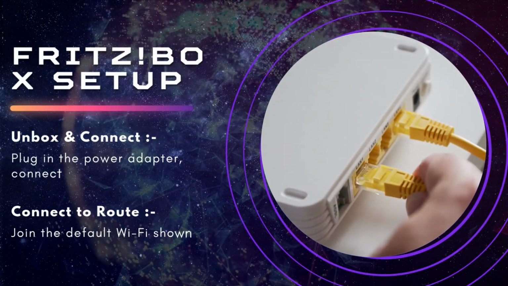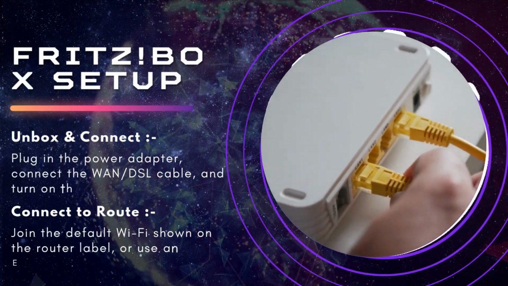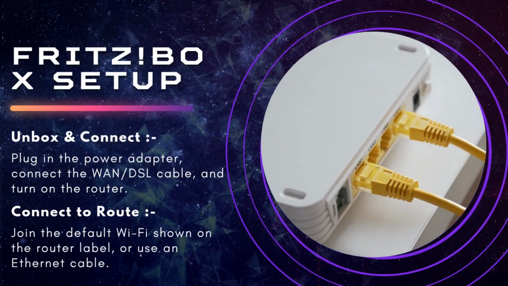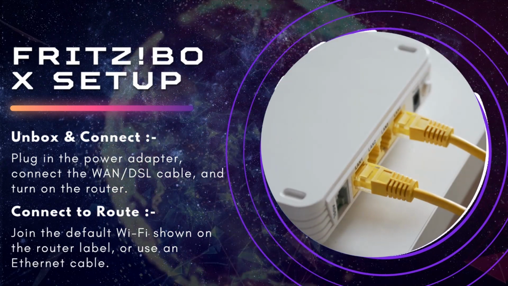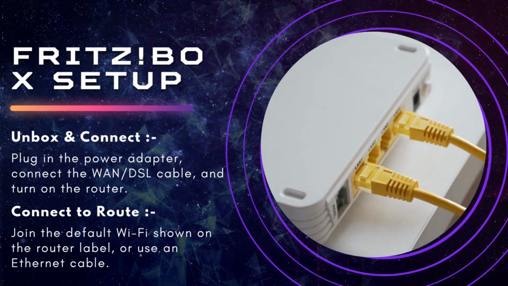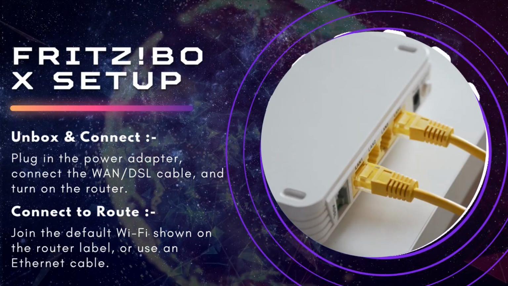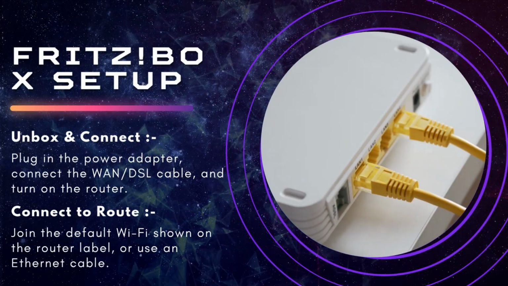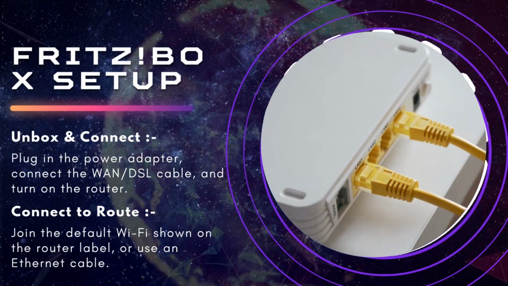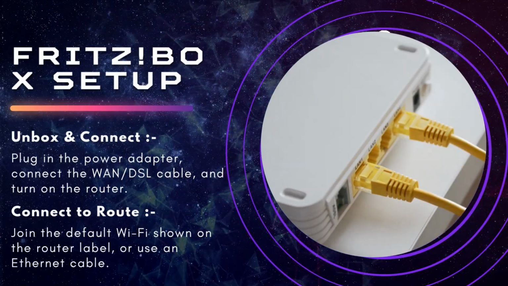fritz.box, set up, unbox and connect. Plug in the power adapter, connect the WAN/DSL cable and turn on the router. Connect to router. Join the default Wi-Fi shown on the router label or use an Ethernet cable.